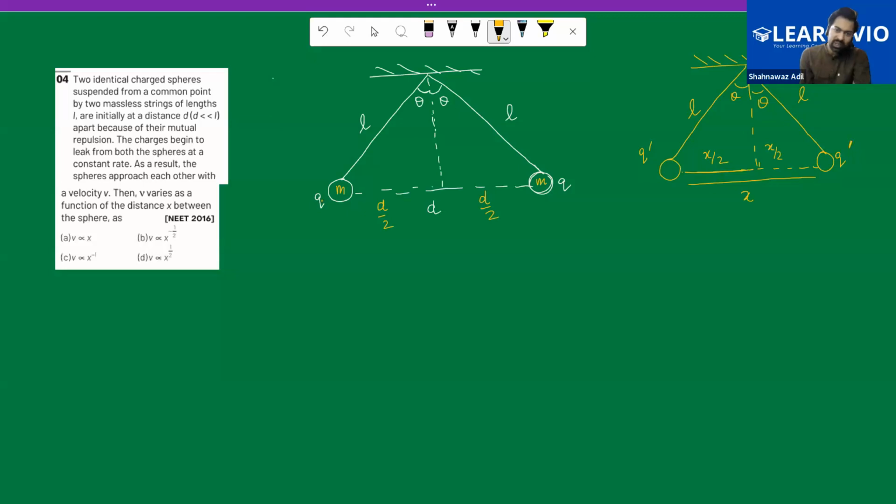So if I want to calculate the Coulomb force at this point, what would be the direction of the Coulomb force? Left or right? What would be the direction? Yes, what would be the direction of the Coulomb force? Nabil, what would be the direction of the Coulomb force?